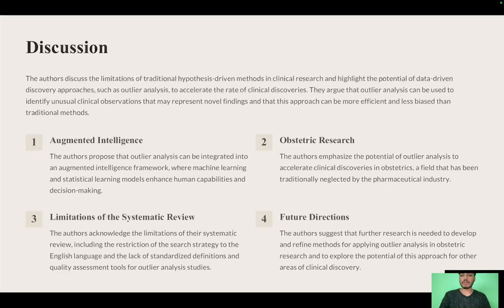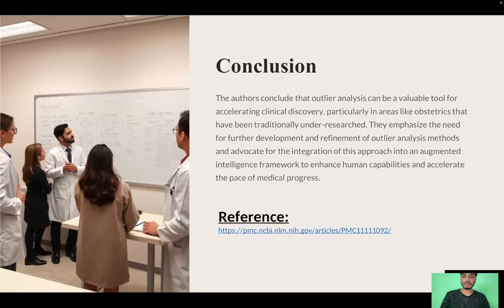Obstetric research. The authors emphasize the potential of outlier analysis to accelerate clinical discoveries in obstetrics, a field that has been traditionally neglected by the pharmaceutical industry. Limitations of the systematic review. The authors acknowledge the limitations of the systematic review, including the restriction of the search strategy to the English language and the lack of standardized definitions and quality assessment tools for outlier analysis studies. Future direction. The authors suggest that future research is needed to develop and refine methods for applying outlier analysis in obstetric research, and explore the potential of the approach for other areas of clinical discovery.